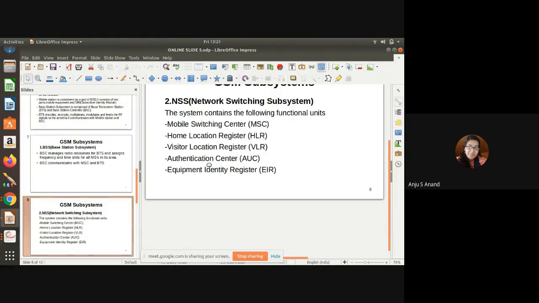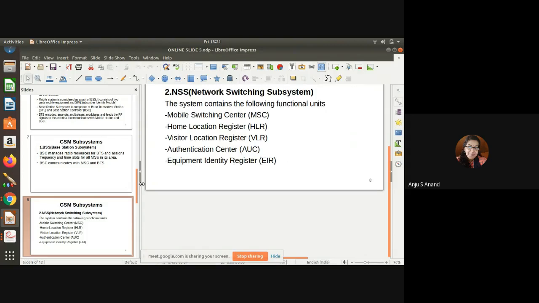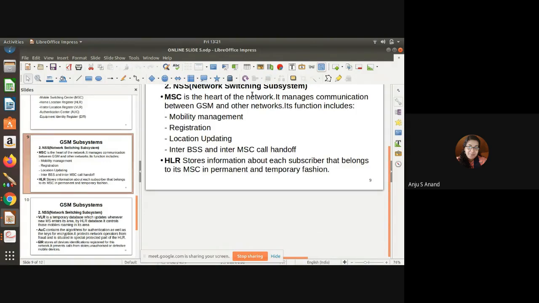Next subsystem is the network switching subsystem. Five different parts are there: mobile switching center, home location register, visitor location register, authentication center, and equipment identity register. Each has a different function. The MSC is the heart of this network. Its main functions include mobility management, registration, location updating, and handoff control. It also manages communication between GSM and other networks.